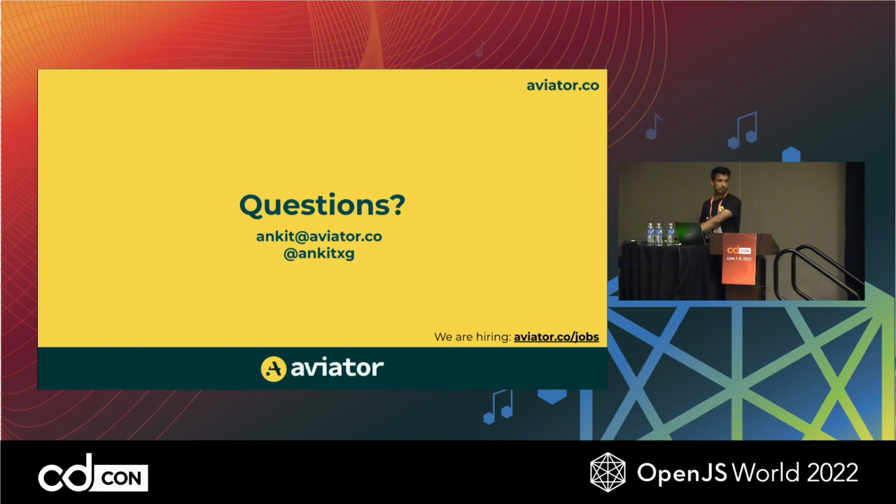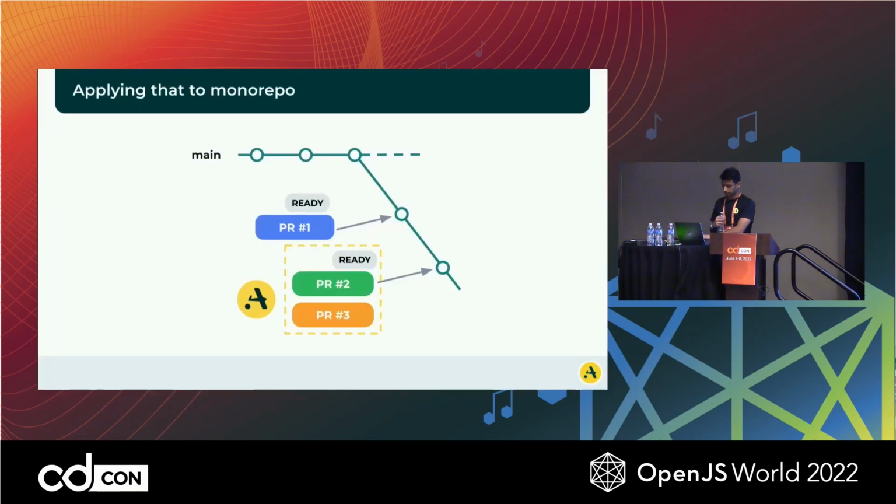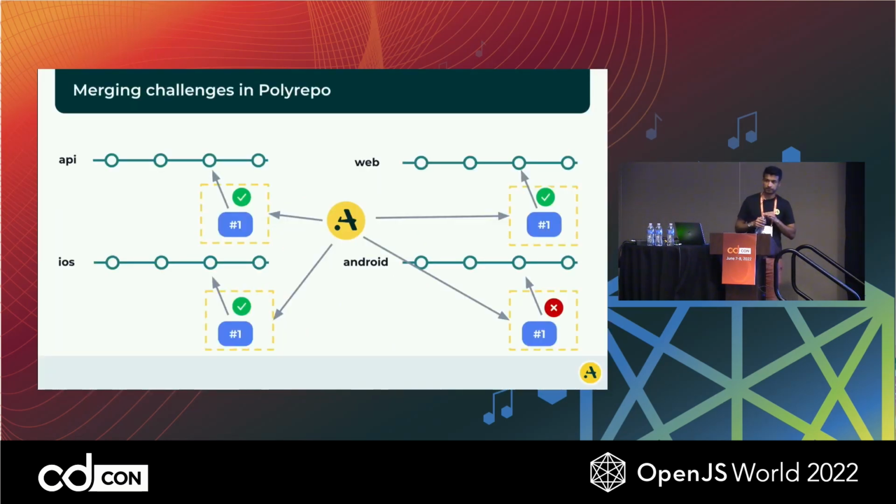Any questions here? Or I can also take it later. Yes? In one of your last slides, you were talking about the polyrepos. So you're saying you can do it as an atomic unit, but isn't one of the benefits of having a polyrepo that you can move independently? So your Android would then be blocking the other three.